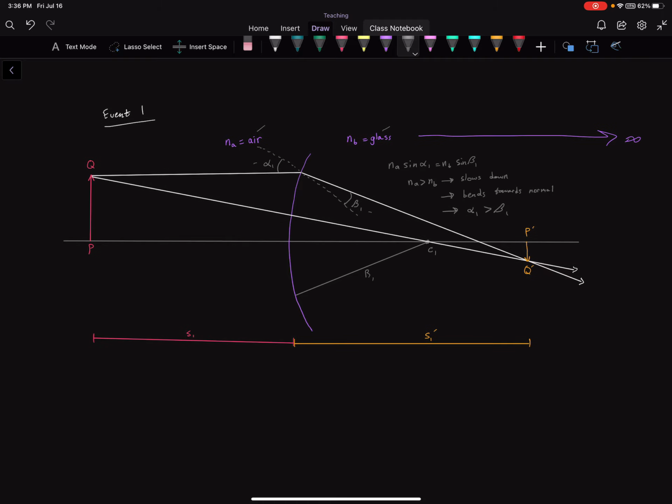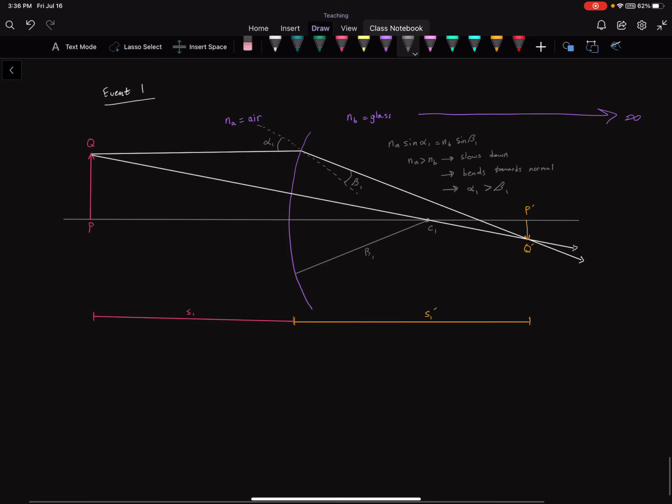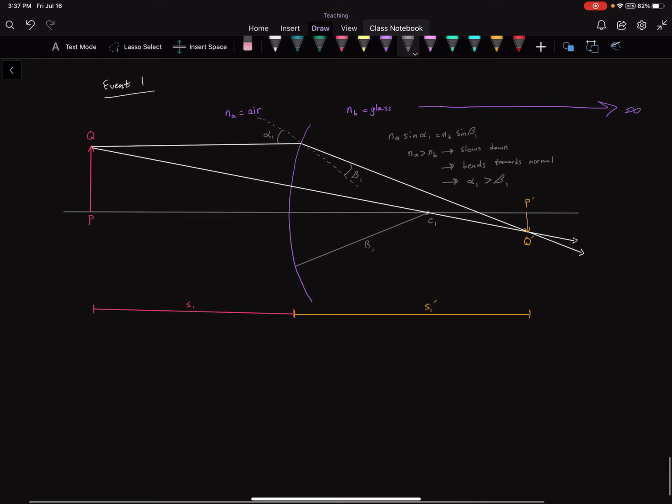Make sure, if that doesn't make sense, those thoughts that we recently learned are not quick recall maybe. If you couldn't track through each of these thoughts that fast, pause the video and think through each one and make sure that all of those concepts connect for you. It slows down, which means it bends towards the normal, which means that the angle of incidence is bigger than the angle of refraction. Okay, so now we have event 2.